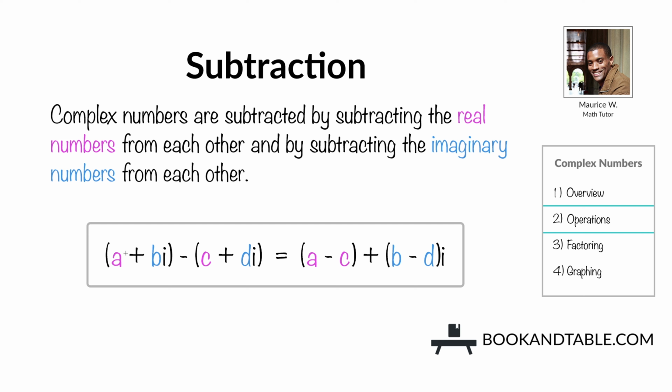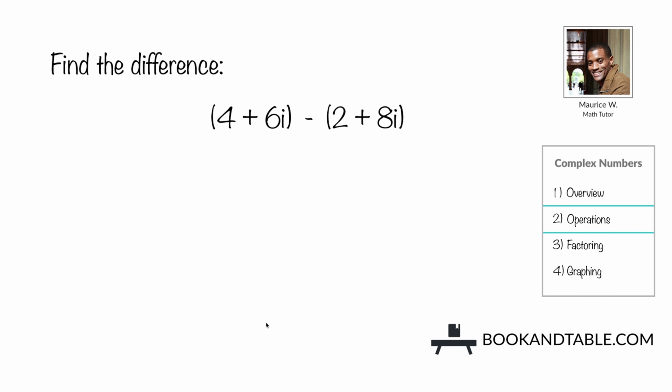So then we wind up having a minus c plus bi minus di, which would be b minus d times i. And we add those sums together since we've already distributed this negative 1. So let's take a look at an example to help this become a little bit clearer. Find the difference of 4 plus 6i minus 2 plus 8i.